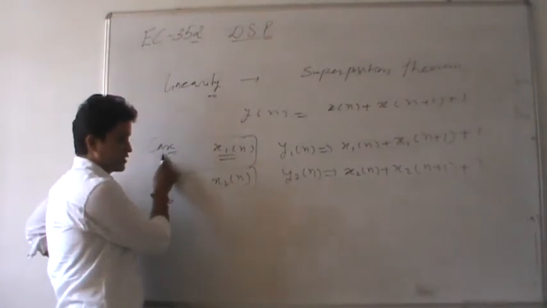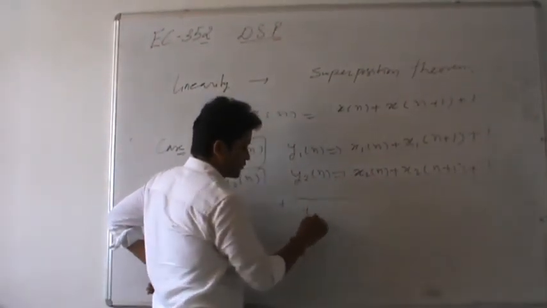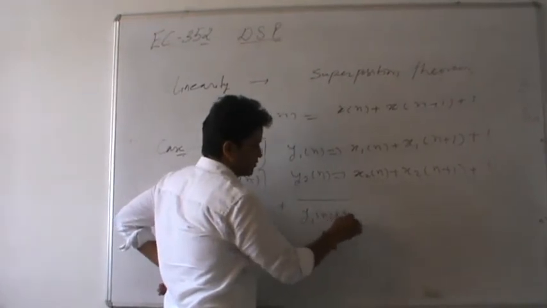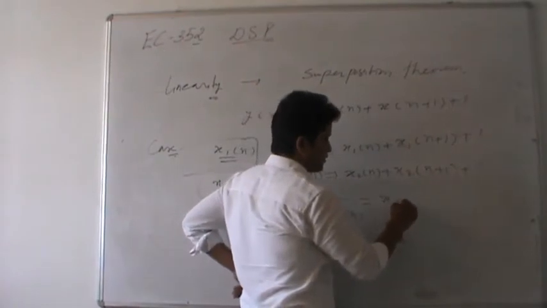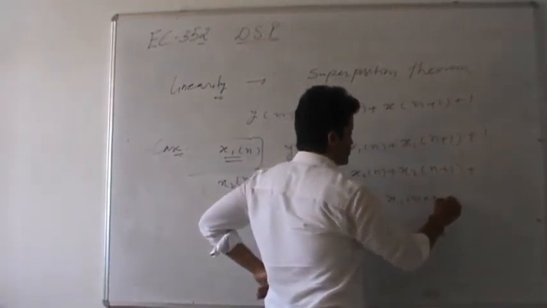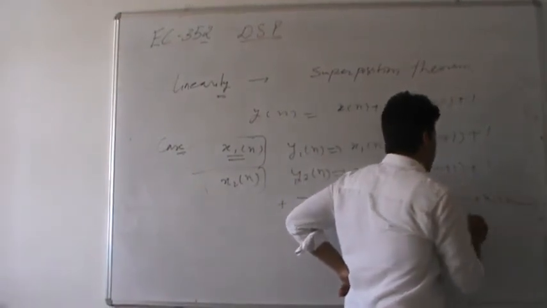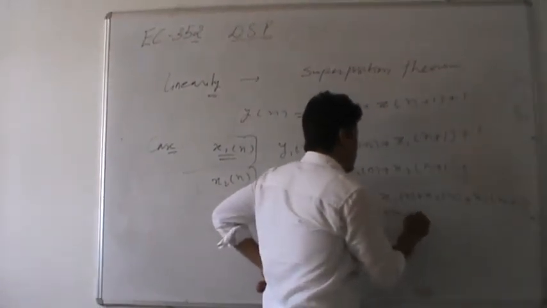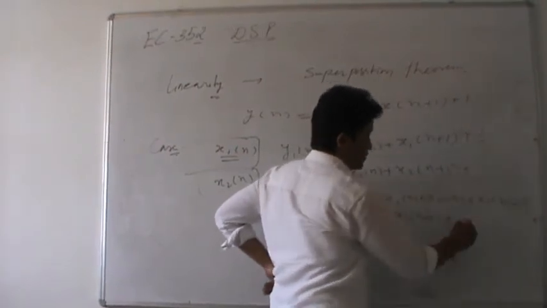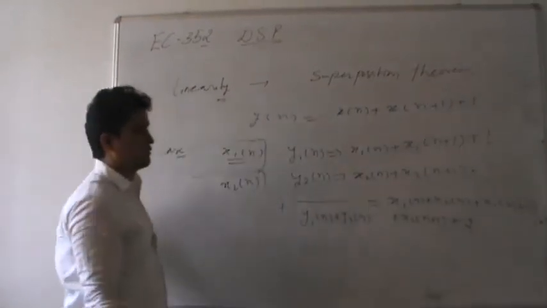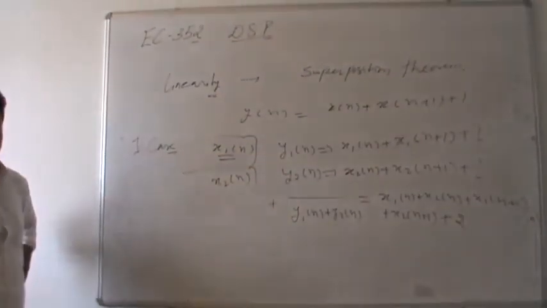The third step of the first case is that we add these values. So you will get y1[n] plus y2[n] on this side, and on the other side, if we add, we get x1[n] plus x2[n] plus x1[n+1] plus x2[n+1] plus 1 plus 1. So this is the equation we are getting in case 1 of the superposition theorem.